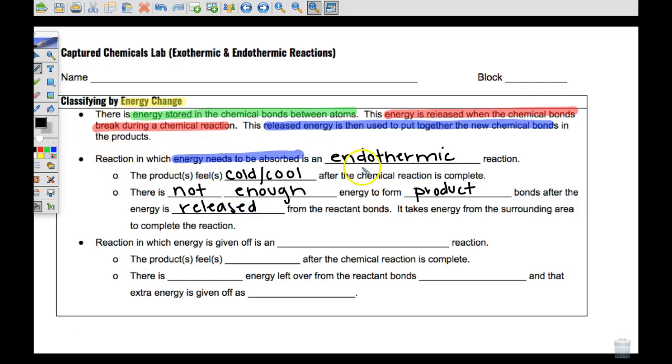So it takes energy from the surrounding area to complete the reaction, and it takes it in the form of heat. So a neat way to remember that an endothermic is when heat is being absorbed, is that endo starts with en and heat is entering the reaction.